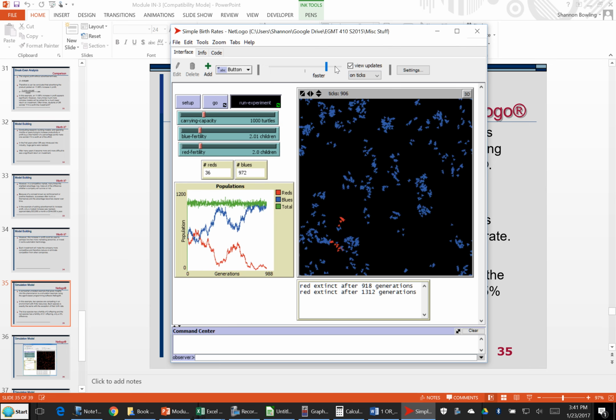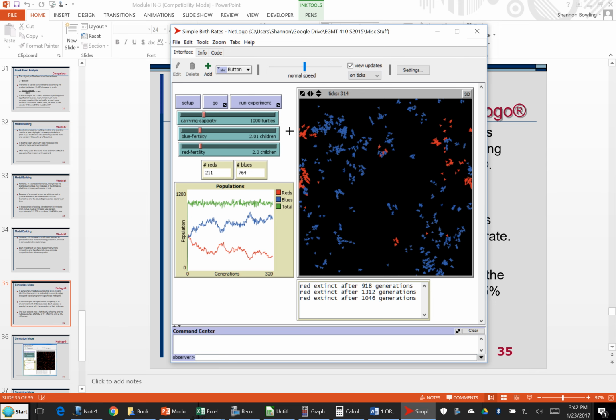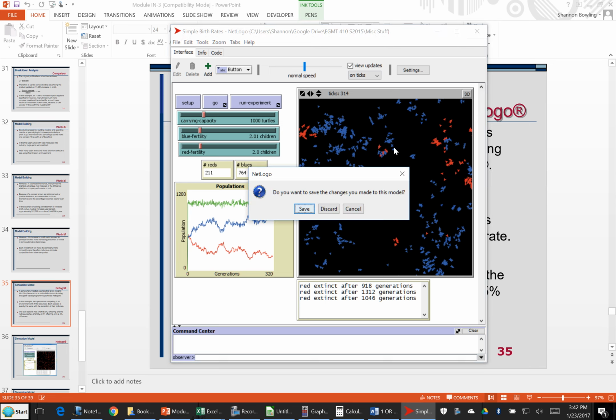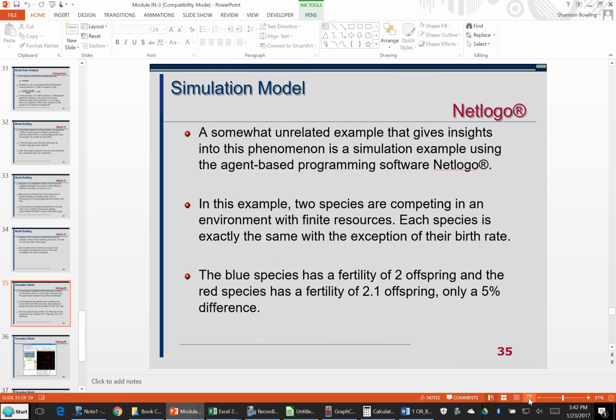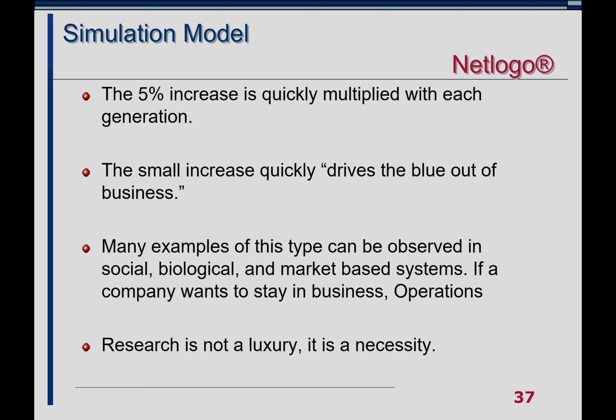But all I'm trying to get you to see is why OR is important and why a few percentage increase in profits or revenue or whatever it may be is worth it. Okay. So research is not a luxury; it's actually a necessity when you get out in a competitive market.